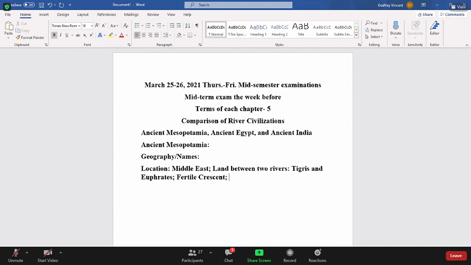The three names that are associated with Mesopotamia: the land between two rivers, the Fertile Crescent, what's the third? It's called the cradle of what? Civilization. Right, because the first civilization was founded in Sumer. So good, that's established.